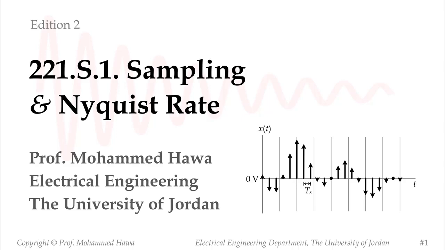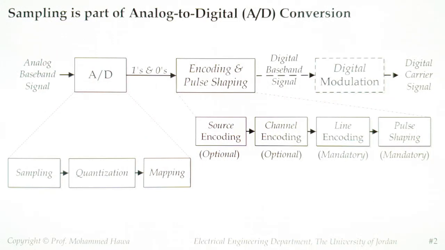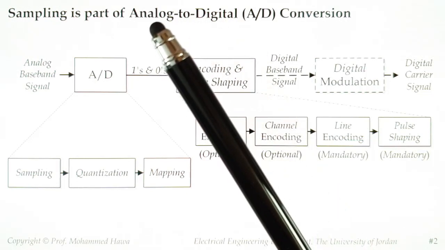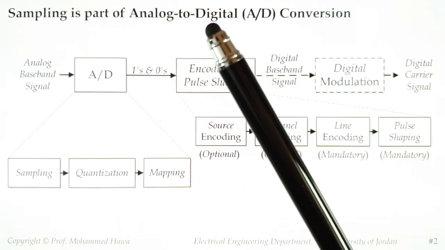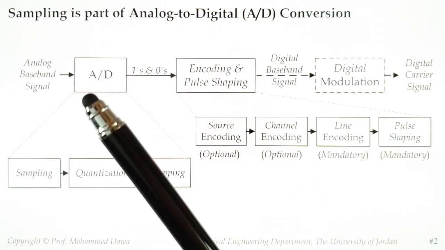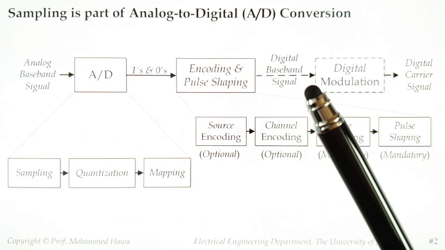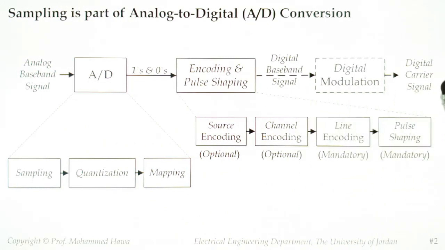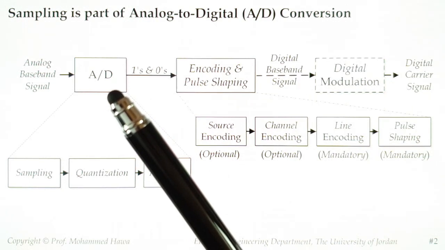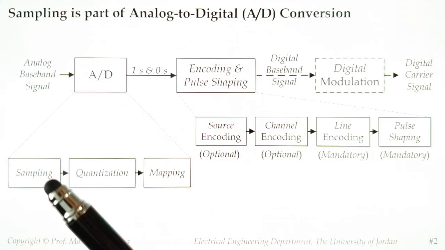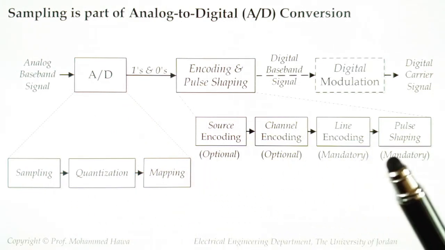Let's discuss sampling, a very important topic, and also Nyquist rate. Most of our systems today are digital systems. That's why real-life analog signals have to be converted into digital signals to be processed by such systems. I'm not going to go through all the details of analog to digital conversion and going from analog baseband signals to digital baseband signals or even digital carrier signals. Rather, I'm going to concentrate in this video on only the first step of analog to digital conversion, which is called sampling. You'll study more details in more advanced courses.